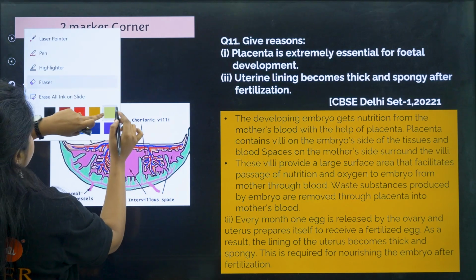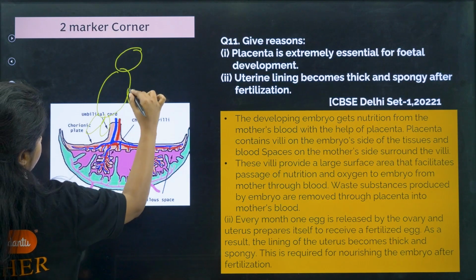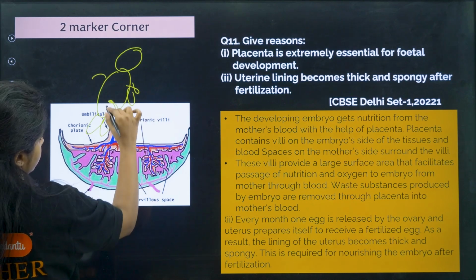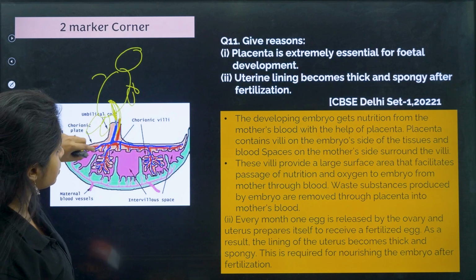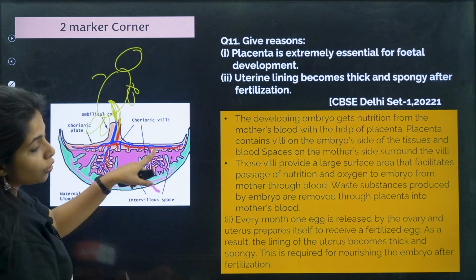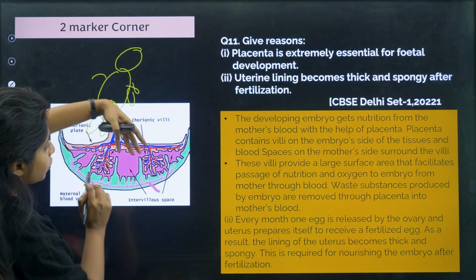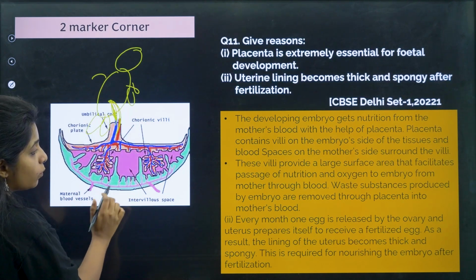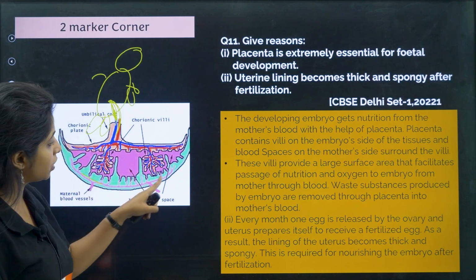So probably I should be making it like this. So this navel is connected like this. The umbilical cord is connected. The umbilical cord has lots of blood vessels, which go into each of the chorionic villi, the finger-like projections. Now, the chorionic villi are surrounded by what? Blood spaces. Who is providing blood, children? The blood vessels which are coming from the mother.